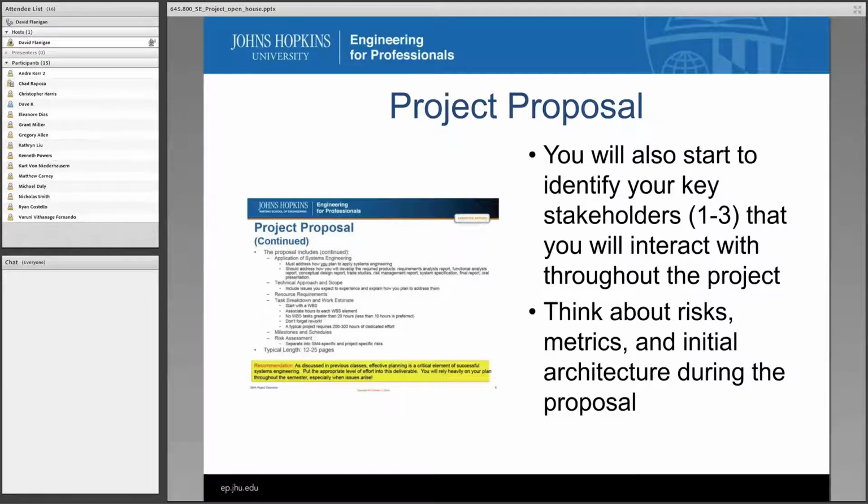Again, it's intended to be an academic exercise, so make sure as you talk to them that's what it is. If you're going to go into a work related effort, remember to keep that separated if you're going down that route. And also think about some of the risks, some of the metrics, some of the initial architecture. Again, that's in the proposal, but it's more of a scheduling matter. Think about that, and you'll have a bunch of other examples on the website.